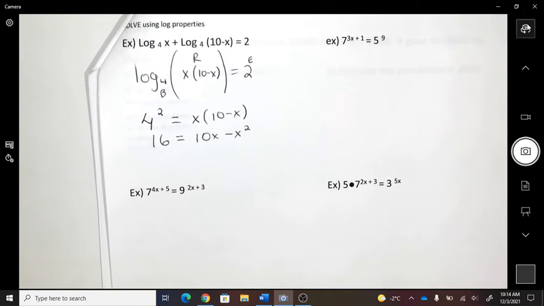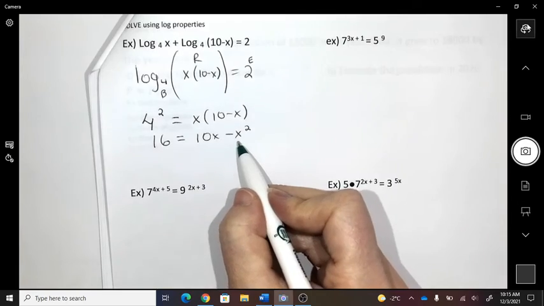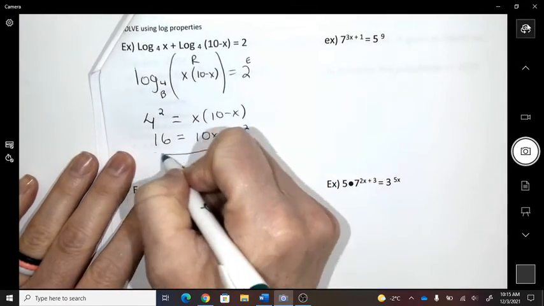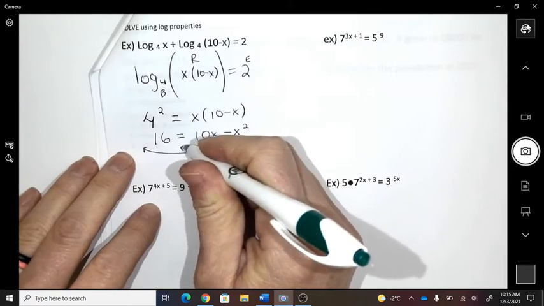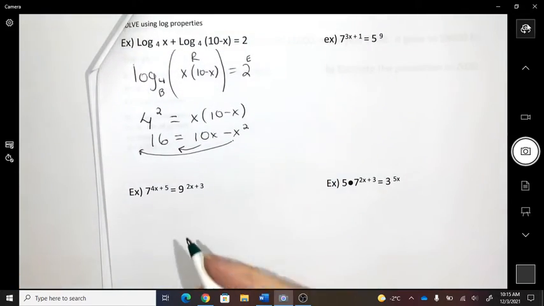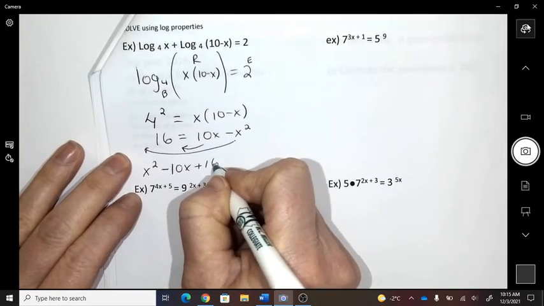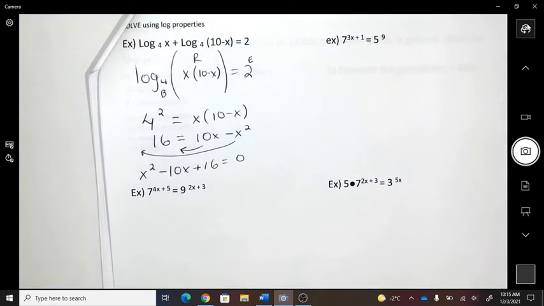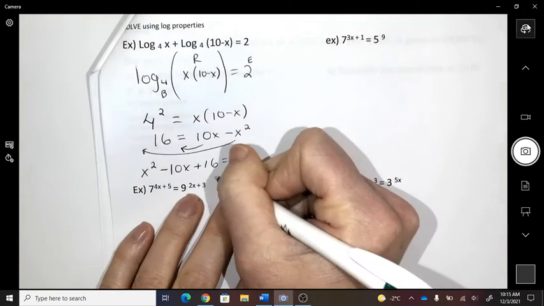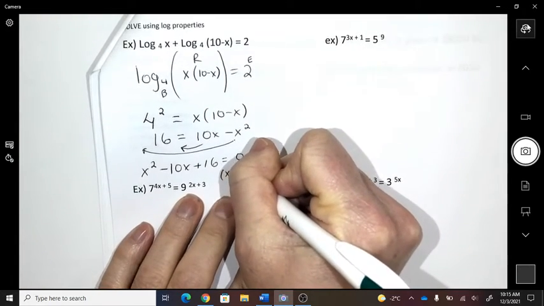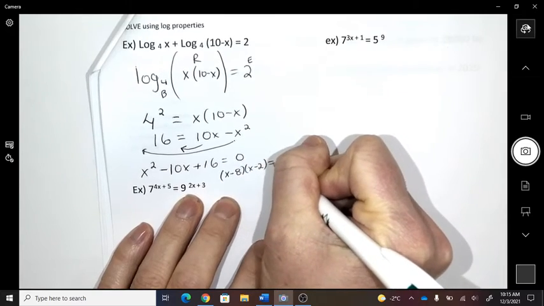Okay, what would you want to do in math with something that looks like that? When you have x squareds and x is involved, 0 on one side. You all know that I hate negatives with the leaders, so I'm going to move everything to that side. So positive x squared, subtract 10x plus 16 equals 0. It does factor.